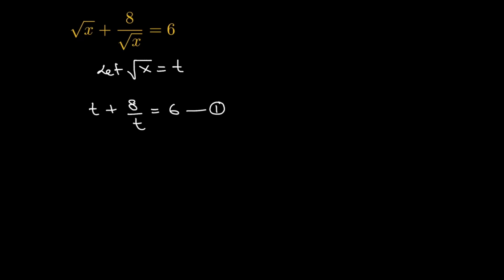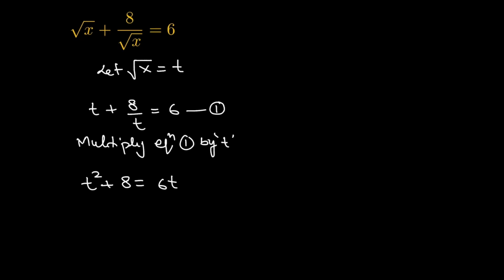So t is in the denominator, so multiply equation 1 by t. So this equation can be written as t square plus 8 is equal to 6t. In the next step, shift this 6t to the left hand side of this equation. So this equation is t square minus 6t plus 8 is equal to 0. This is our quadratic equation in t.